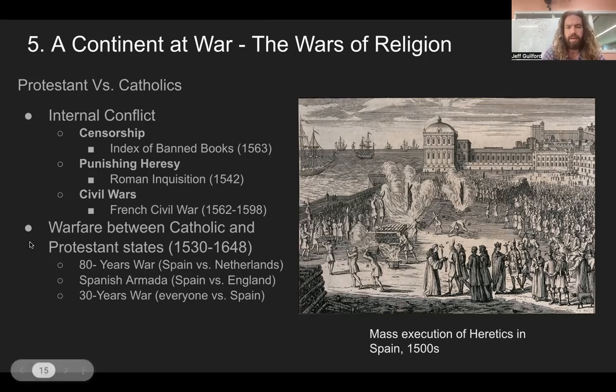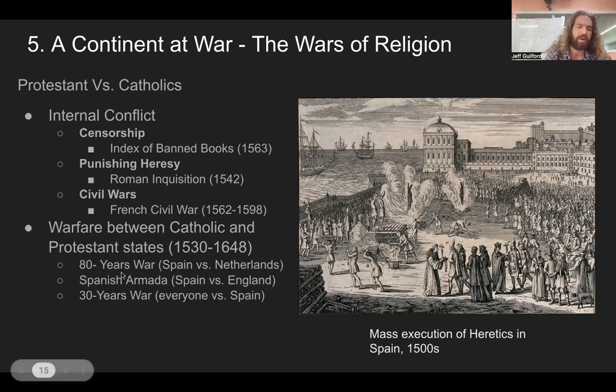But conflict didn't just happen within countries, it also happened between countries. The Protestant states and the Catholic states fought a whole bunch of different wars with each other for about 100 years. You saw Protestantism versus Catholicism as one of the biggest defining factors in international conflicts.